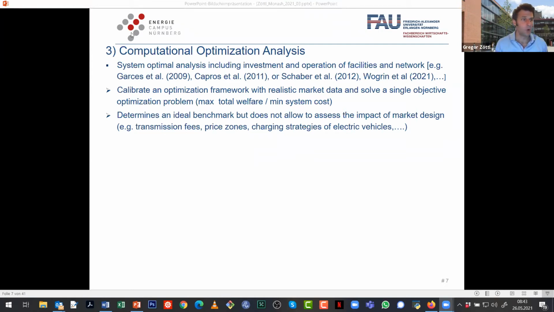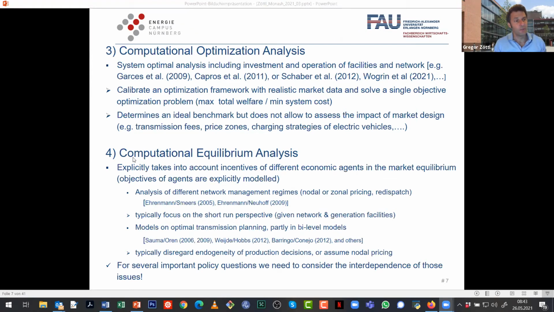Right? If we go one step further, we have something which we call computational equilibrium analysis. There we again use optimization tools, but we take into account that there are different agents involved in the market. For example, the private firms investing in generation facilities, the government planning together with the TSOs the network expansion, and we have different agents with potentially different objectives there.